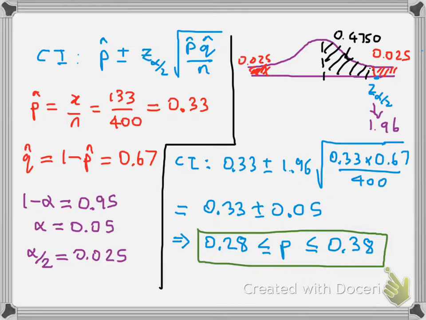So that's the end of our lessons for estimating the population mean and population proportion. In the next lesson, I'm going to show you how to figure out what your sample size should be. How big should your sample size be? I'll show you that one in the next lesson.